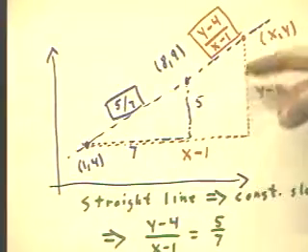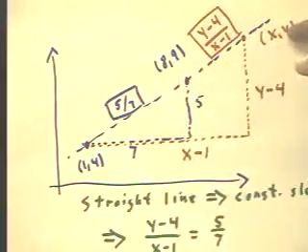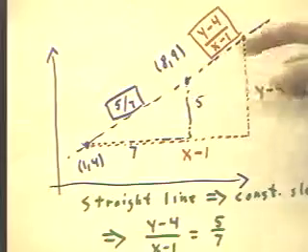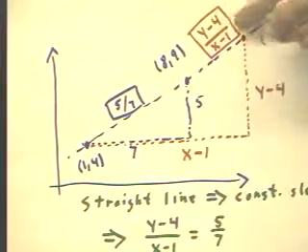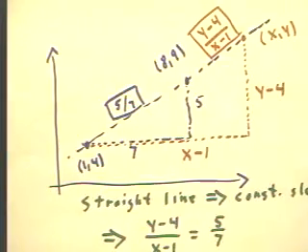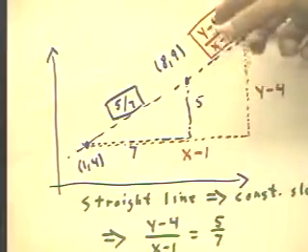The run is clearly x minus 1. The rise is y minus 4. The rise over the run is y minus 4 divided by x minus 1. So the slope is this.